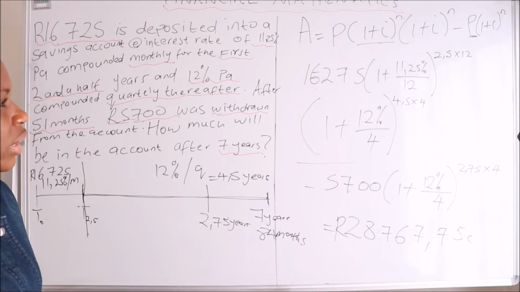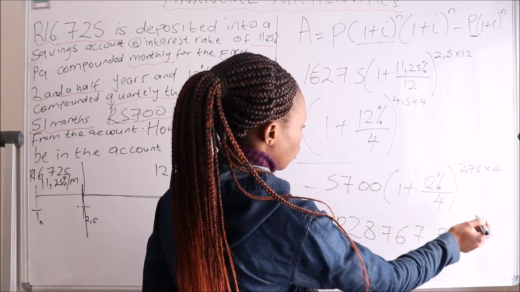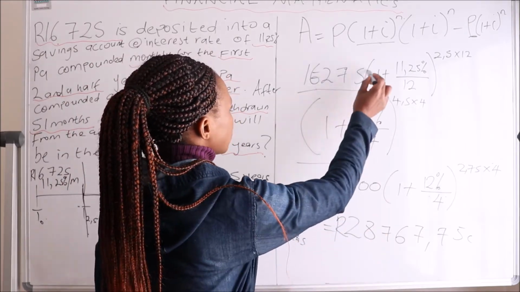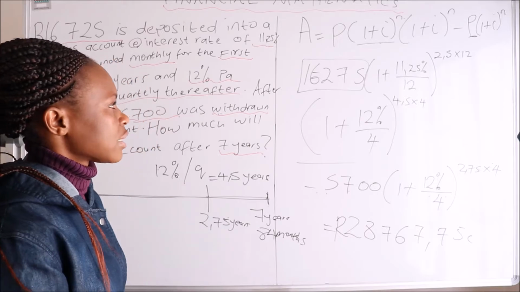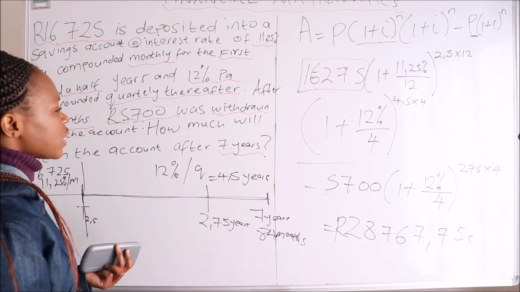Alright, I hope you guys understood this question, that when we make a withdrawal, we take out the withdrawal together with its interest, so that we do not disturb the 16,275 which was the original investment which was made.